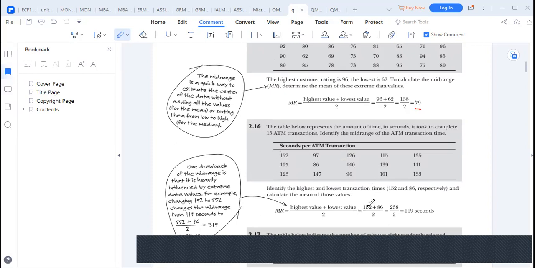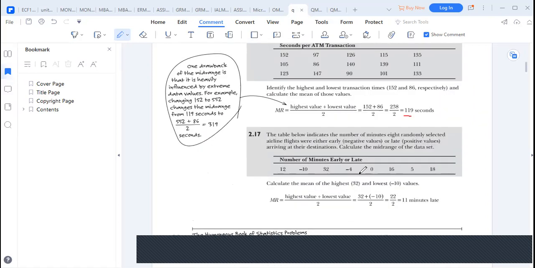Okay, so here the mid-range. Our highest value is 152. Our smallest value is 86. We add them and divide them by 2. So this is what we call the mid-range.